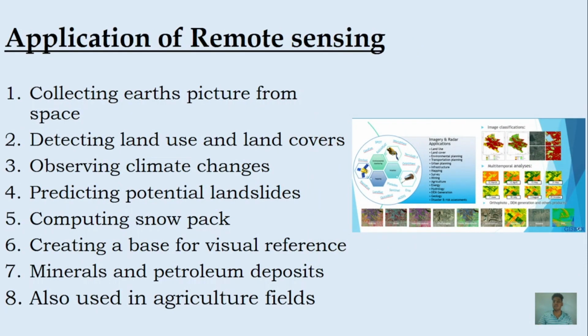Application of remote sensing. Collecting Earth's picture from space, detecting land use and land covers, observing climate changes, predicting potential landslides, computing snowpack, creating a base for visual reference, minerals and petroleum deposits, also used in the agricultural field.